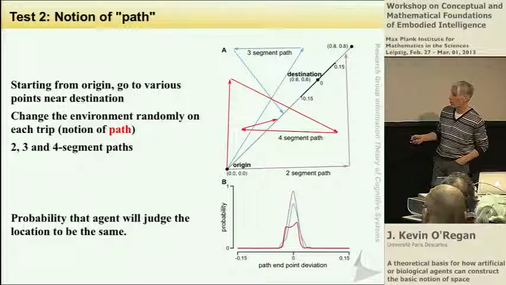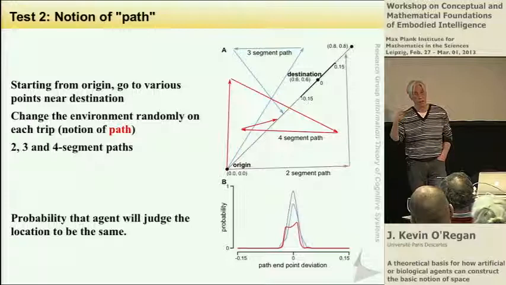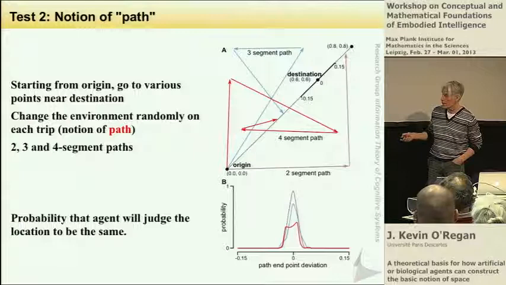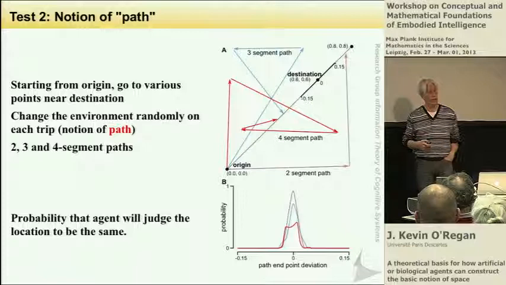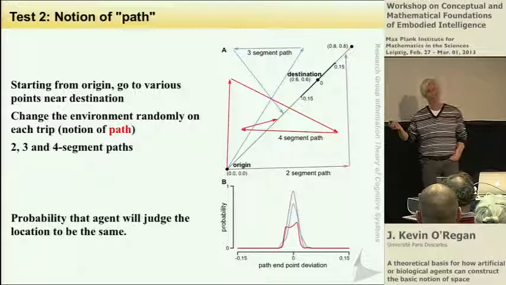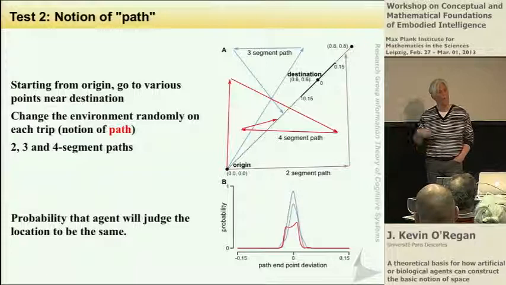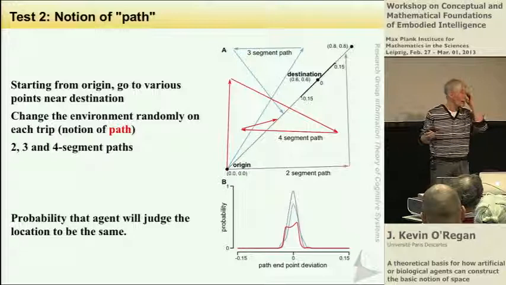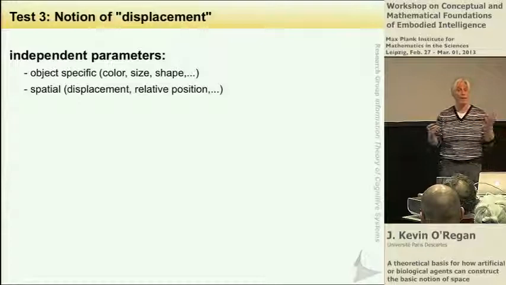We show that the probability that the agent correctly distinguishes that it has reached the correct destination, the reference destination, is close to one when the endpoint is near the correct reference endpoint. But interestingly, as you increase the number of segments of the path that you take before you get to the destination, the probability decreases. So it's sort of as though if you make a very long path with lots of segments, the agent kind of tends to get lost. So that seems very similar to the notion of path that we have. And so again, I consider that the agent has passed this test.